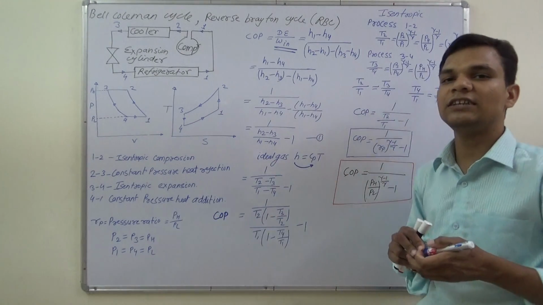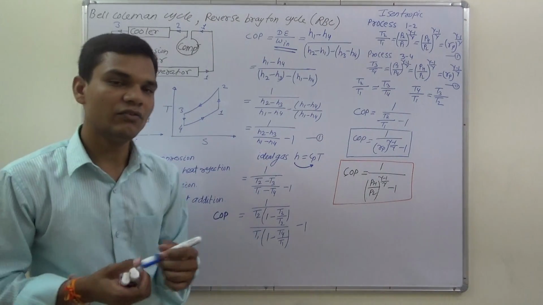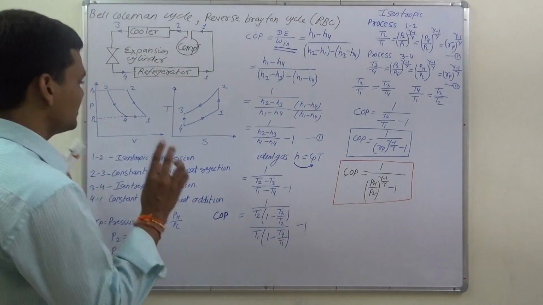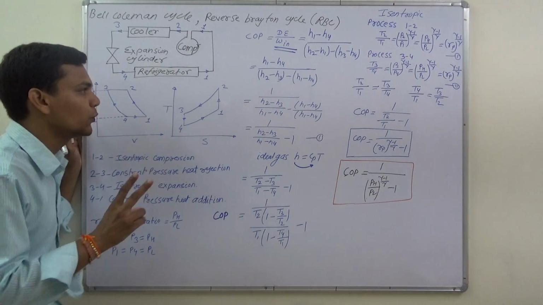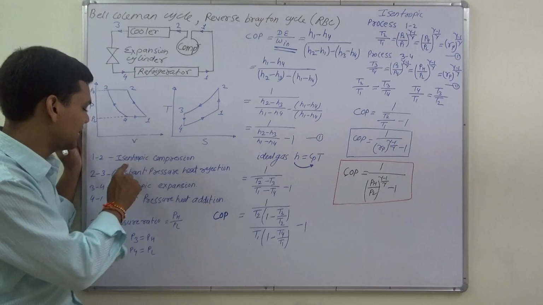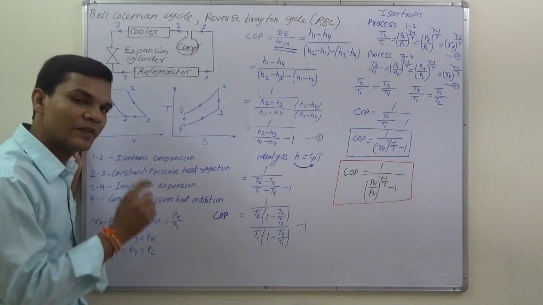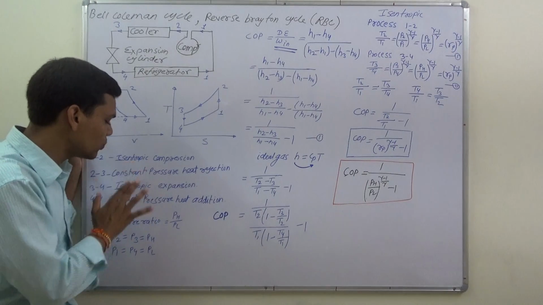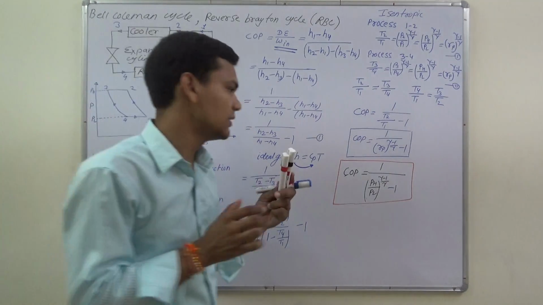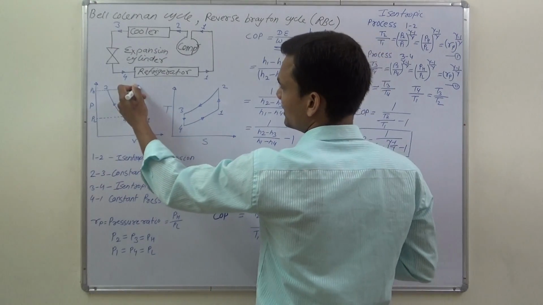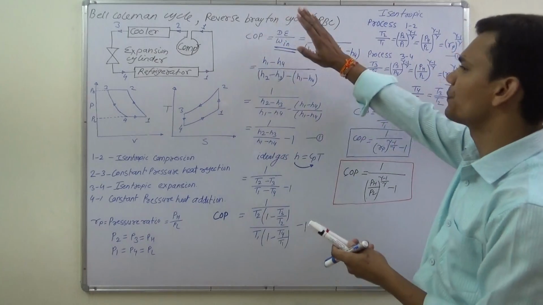If we want to calculate COP in terms of pressure ratio, then we can apply the formula of the adiabatic process, because we are using two processes which are adiabatic, that is isentropic compression and isentropic expansion. These processes are reversible adiabatic. So in two processes we can apply the formula of the adiabatic process, that is 1 to 2 in the compressor and 3 to 4 in the expansion cylinder.